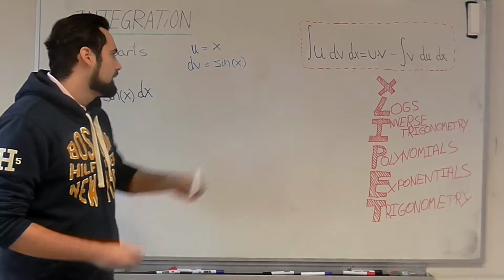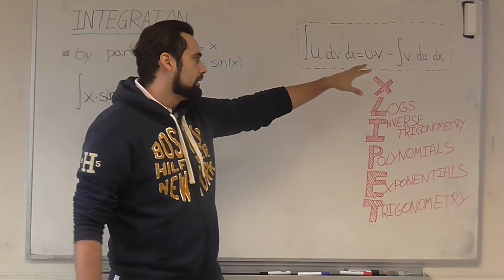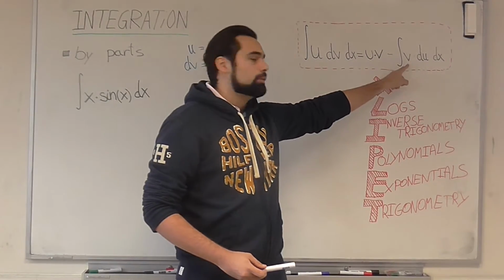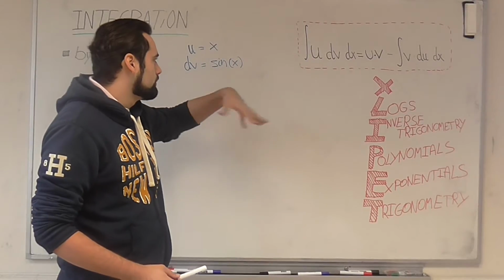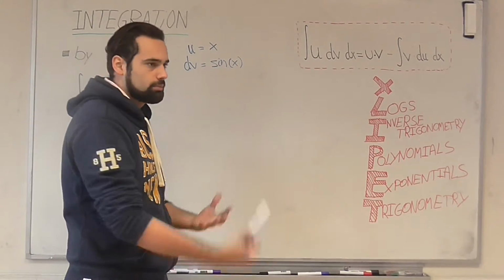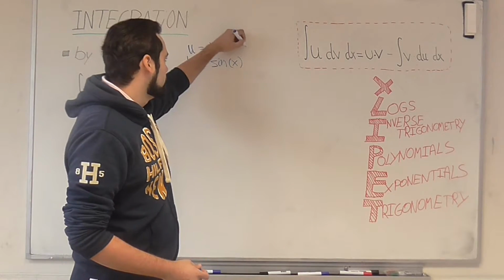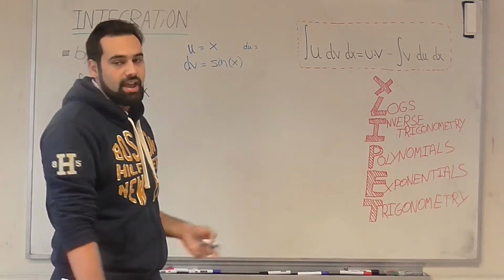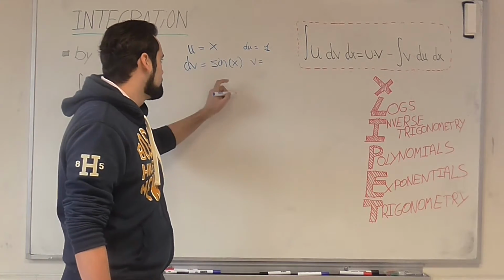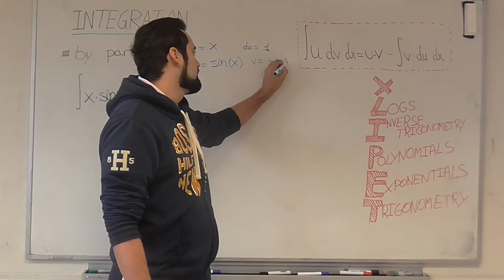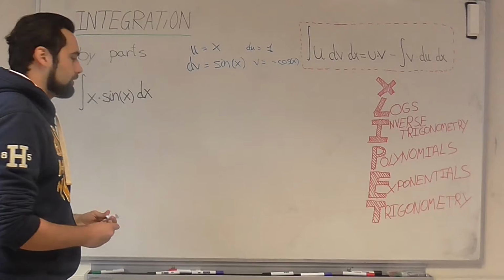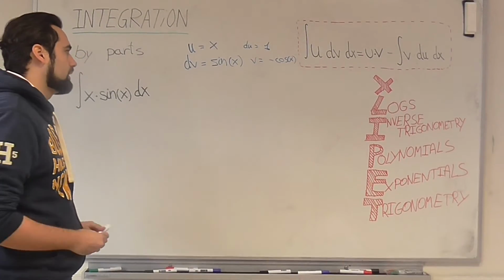Now, you may notice that as we go on in the formula, we will have to deal with du and also with v. So I suggest that when you're going to use this formula, you calculate these first, so then you just have to plug the values into the expression. So then du is going to be the differential of x, which is 1, and v is going to be minus cosine of x, because it's essentially the integral of the sine of x.